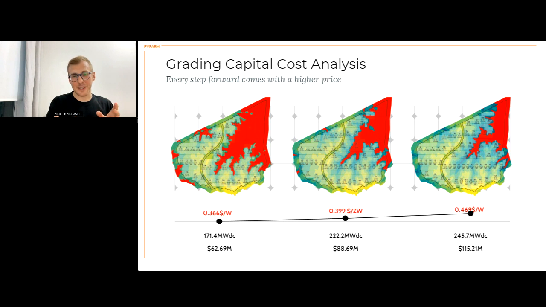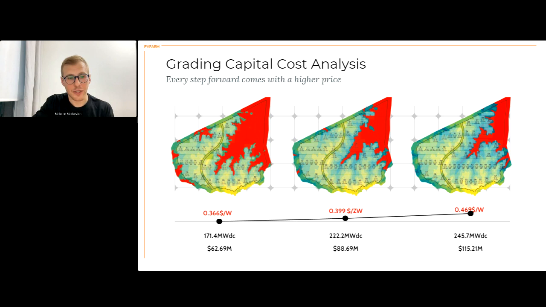This example, where we do gradient capital cost analysis, illustrates that this project had a kind of river here, so we had very bad terrain around this place. I'm just showing it on the slide with pointers. The closer we go to this river, the more expensive it is to install trackers. And you can see it by dollar per watt, which is calculated taking into account equipment, trackers, dirt, and steel, right? It just goes up. So every step forward comes with a higher price.